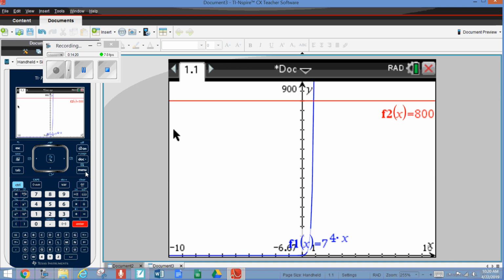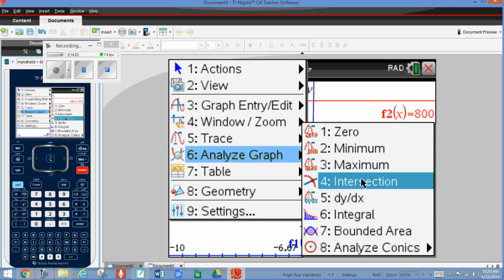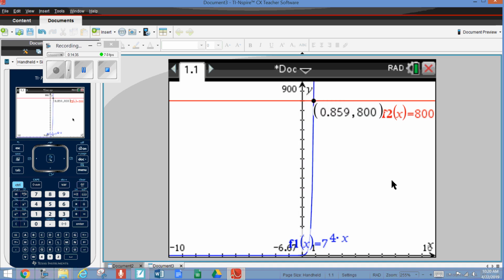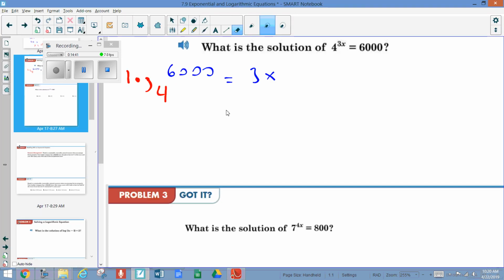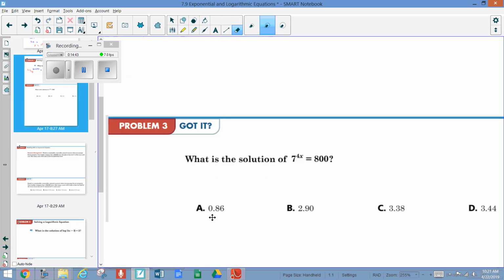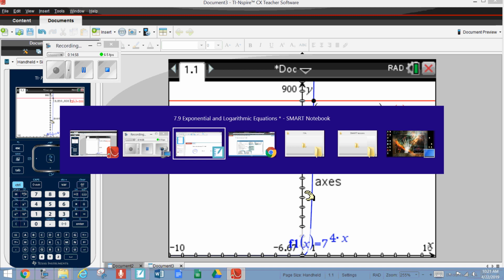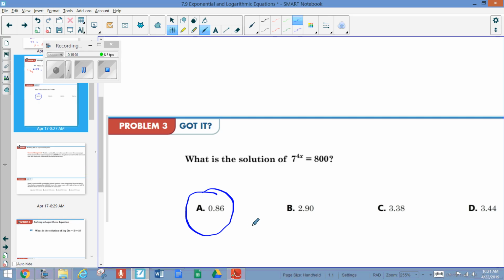Now, where's the intersection point? Menu, analyze, intersect. Do you remember? Intersection point. So what is next? Put that in the middle. So x is equal to 0.85. Answer choice is A, right here. It's 0.859, so it's right here. Oh yeah, you're right. Round up.